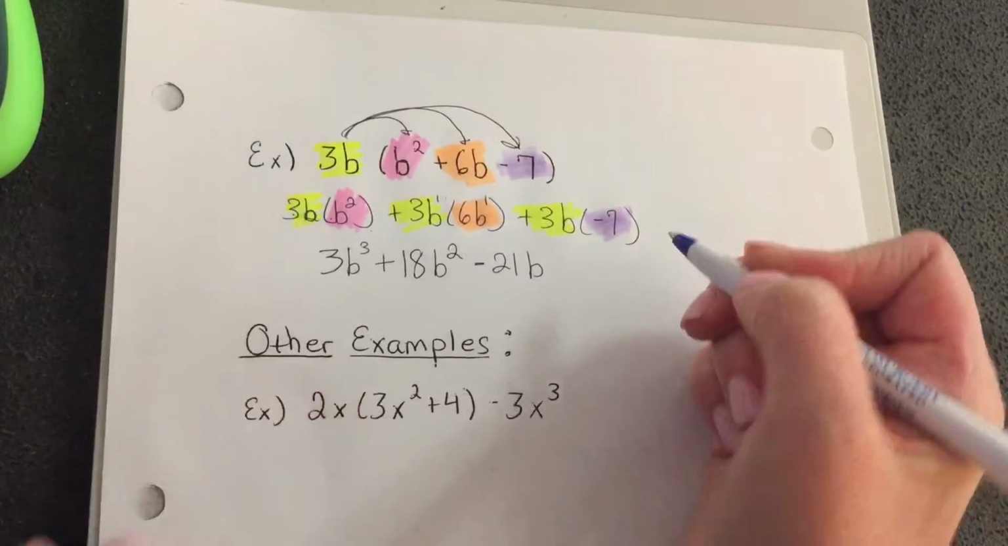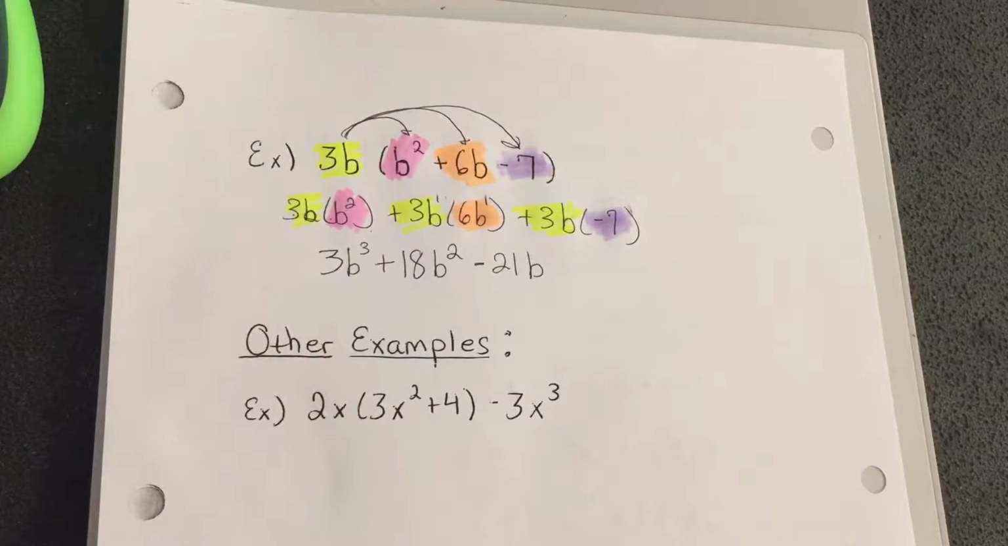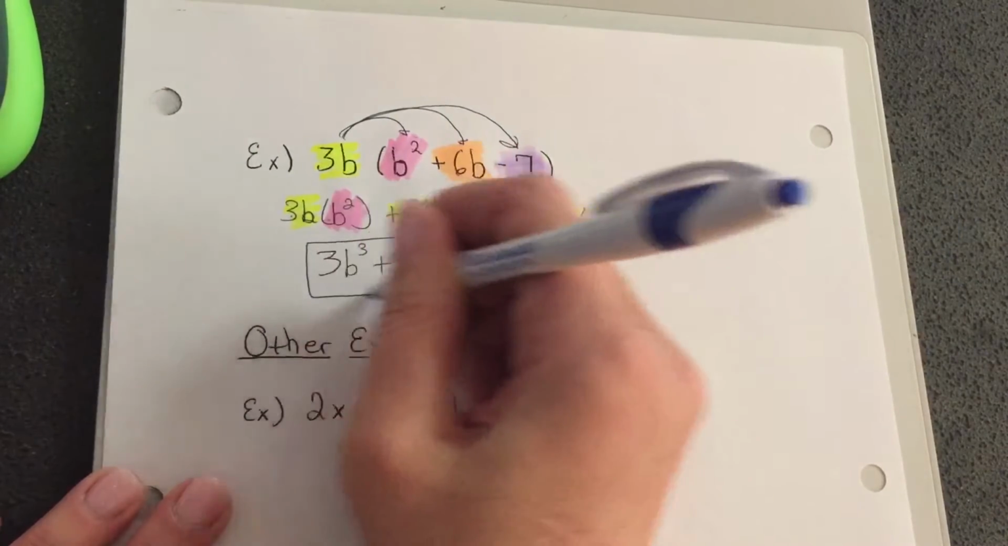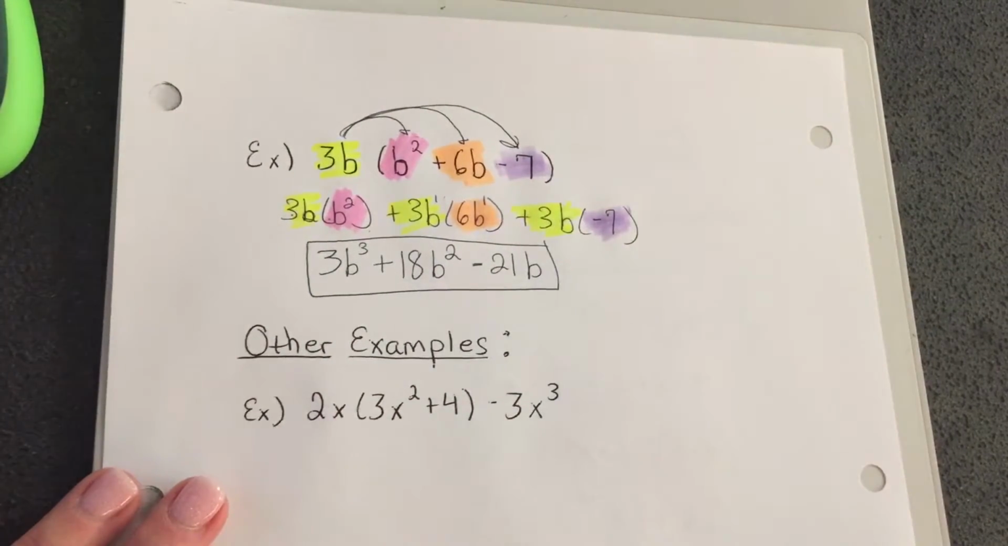So what you're actually doing here is you're multiplying your coefficients, and you're adding how many b's you have together in your exponent. That's it. All right. So that's your answer: 3b cubed plus 18b squared minus 21b.